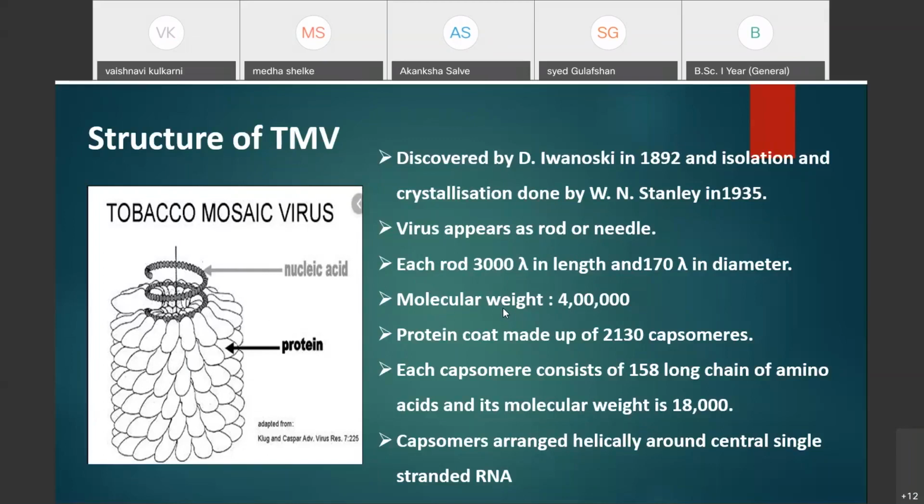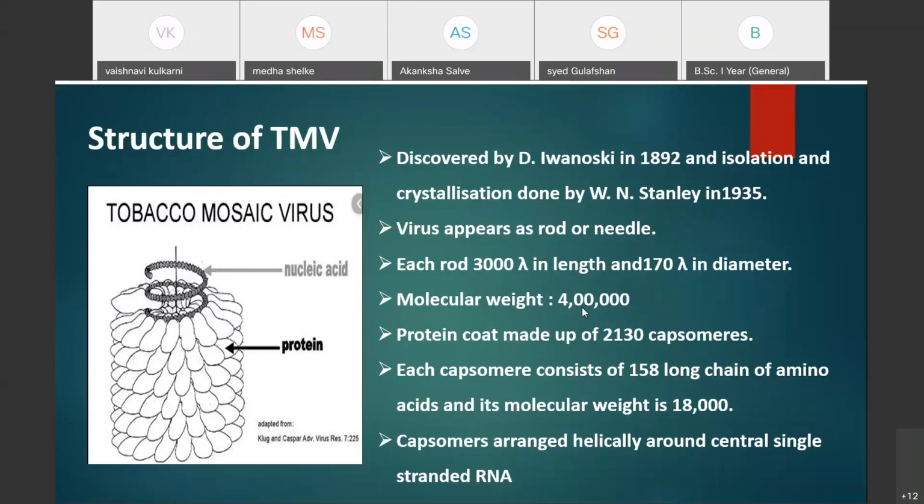Each rod is approximately 3000 lambda in length and 170 lambda in diameter. Then it has a molecular weight of approximately 4 lakhs. The molecular weight of the tobacco mosaic virus is about 4 lakhs.